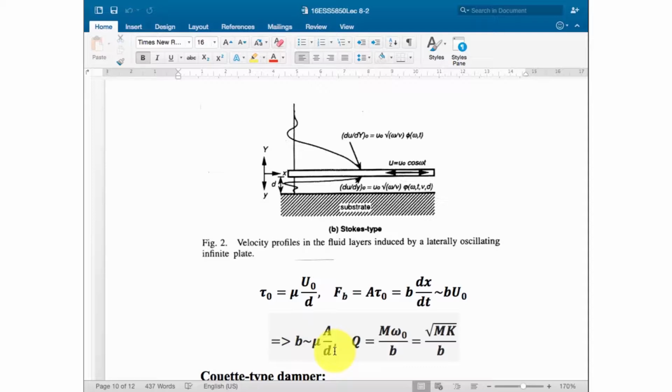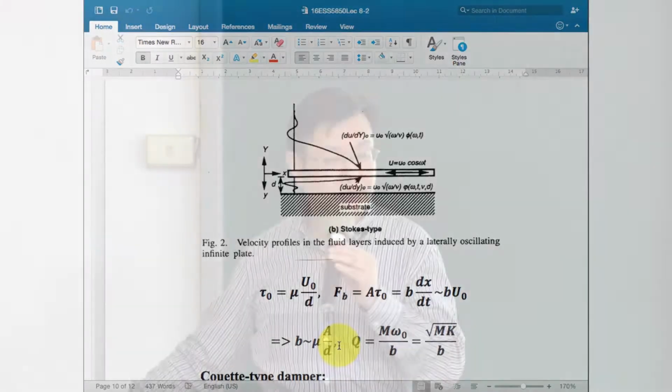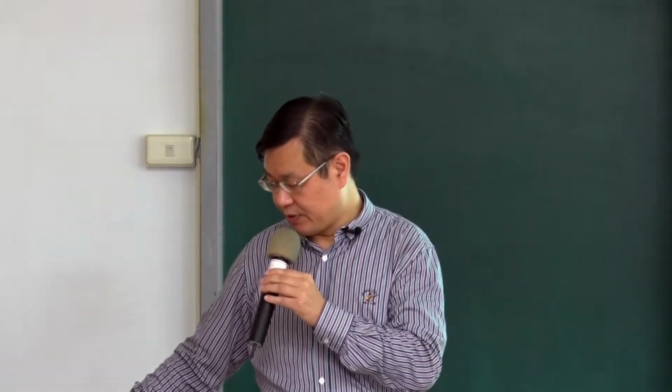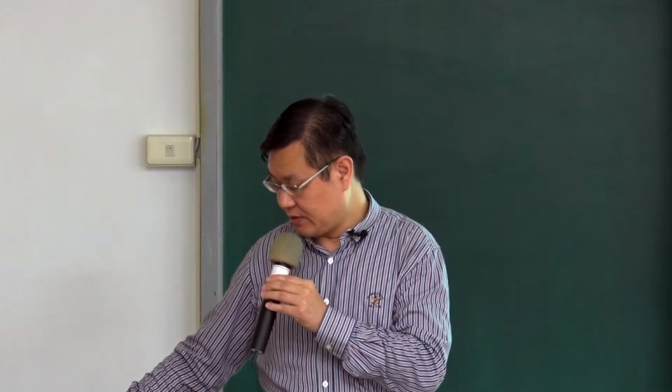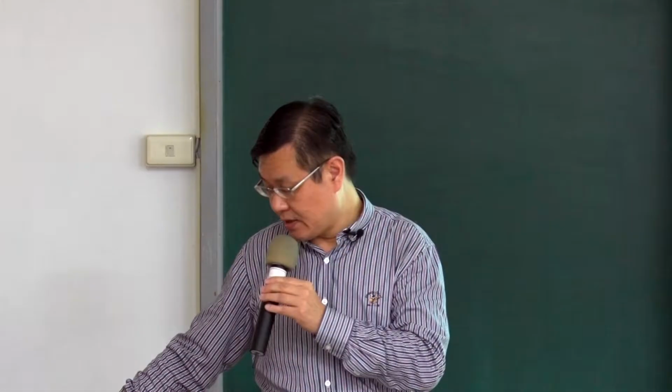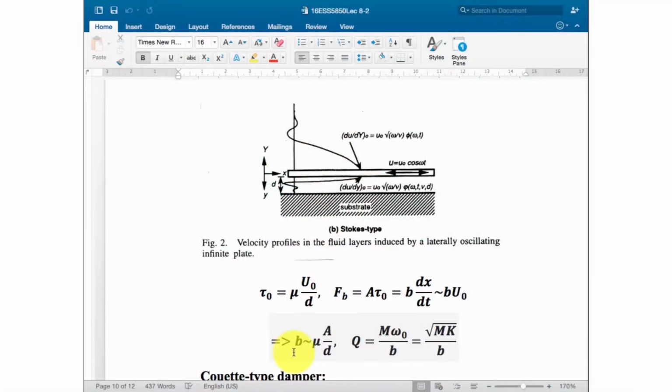For example, currently we have a gas, air, between these two plates, but we change the air into water. The viscosity will be increased like 100 times, even 1,000 times. So you can have a lot of damping as well. So you change it from air into water, so we change the damping.